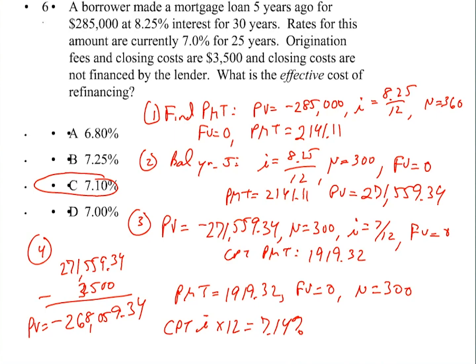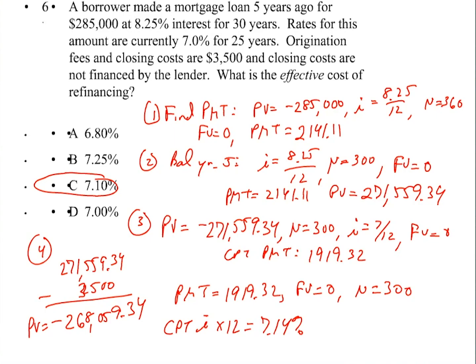But we can't make a decision based on this because we still would have to come up with the $3,500 of closing costs. So we have to find the effective cost and then find out, is that effective cost less than what we're paying now? So to do that, this is just step 4, the 271,559.34, subtract out those closing costs, $3,500, and make the present value $268,059.34.